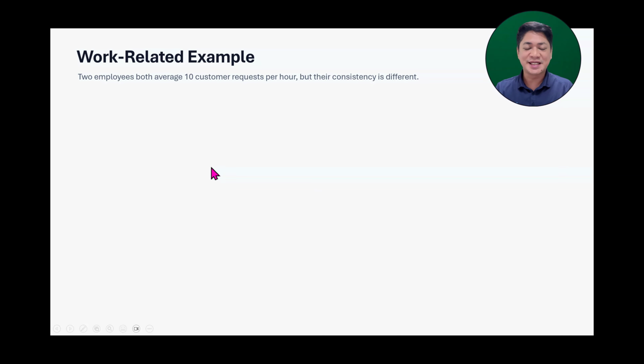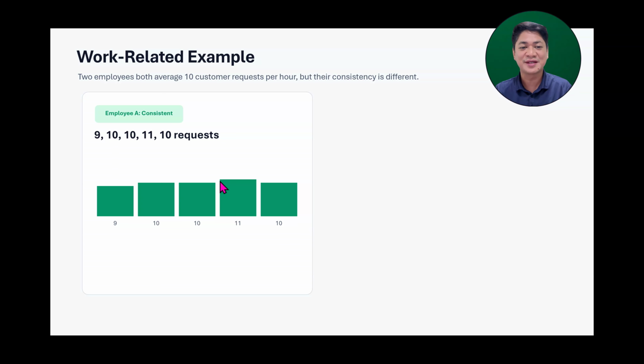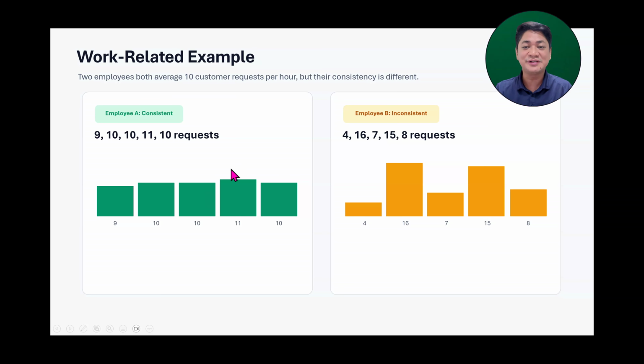Another example, let's say something work related. Let's say we have two employees, both averaging 10 customer requests per hour. But it doesn't mean that the consistency is the same. Let's say that this first employee worked for 5 hours and the requests per hour are 9, 10, 10, 11, and 10. From 8 o'clock, 9 requests, at 9 o'clock, 10 requests, and so on. The other person has requests at the same times of 16, 7, 15, and 8.